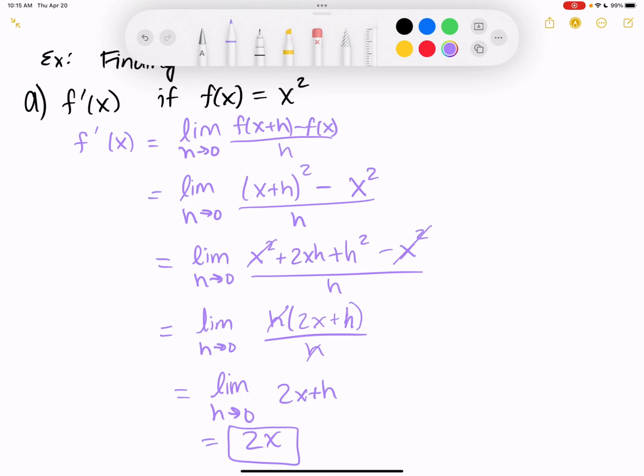Oh, I see. Okay. It was a lot of steps, but not necessarily complicated.